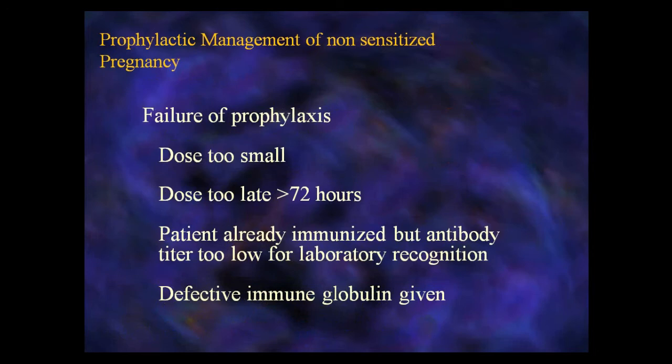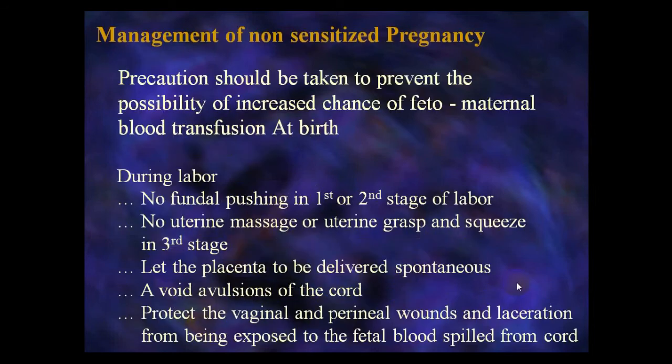Another indication concerns failure of prophylaxis in a non-sensitized pregnancy: dose too small, dose too late, more than 72 hours, patient already immunized by antibody, titer too low for laboratory recognition, or defective immunoglobulin given.